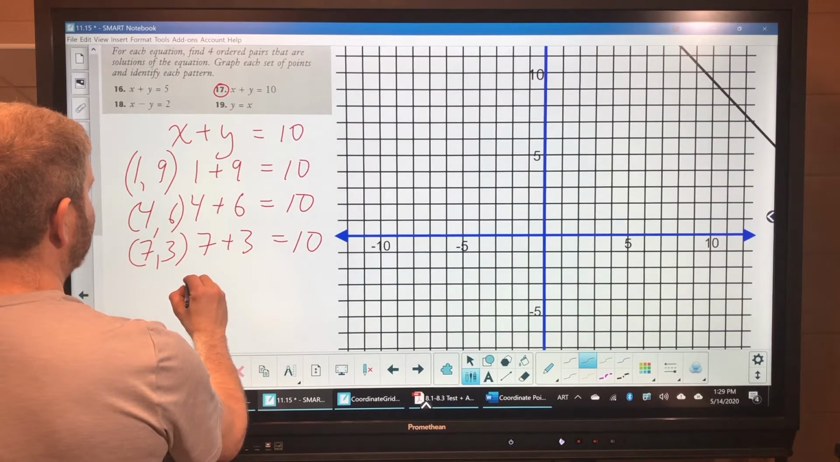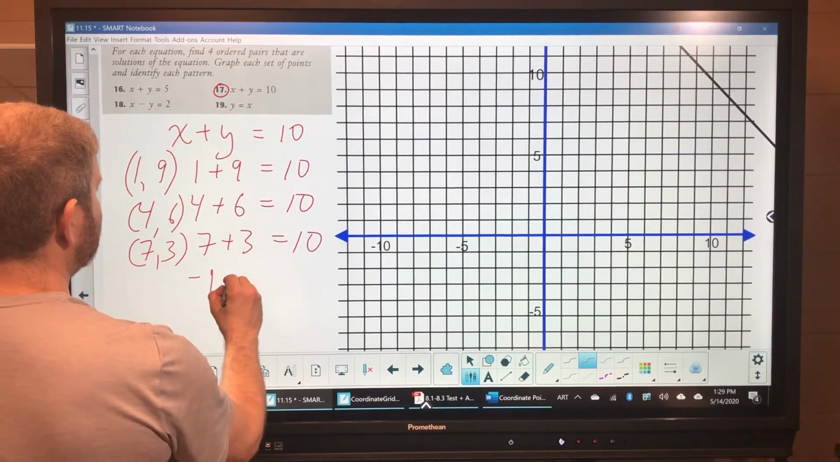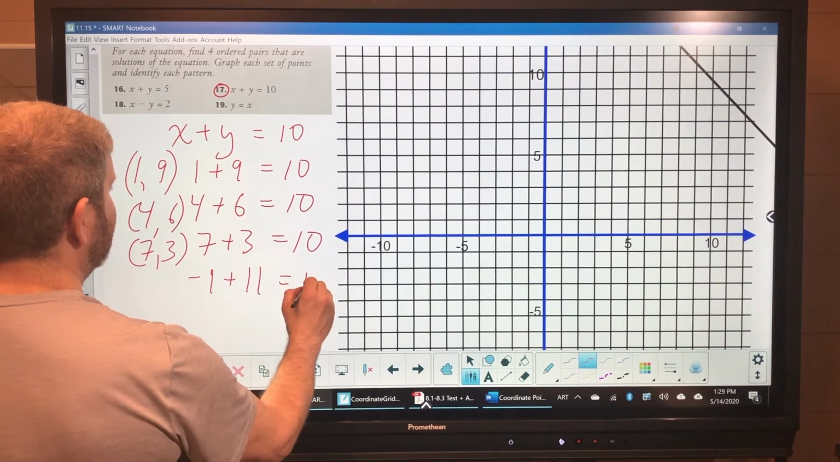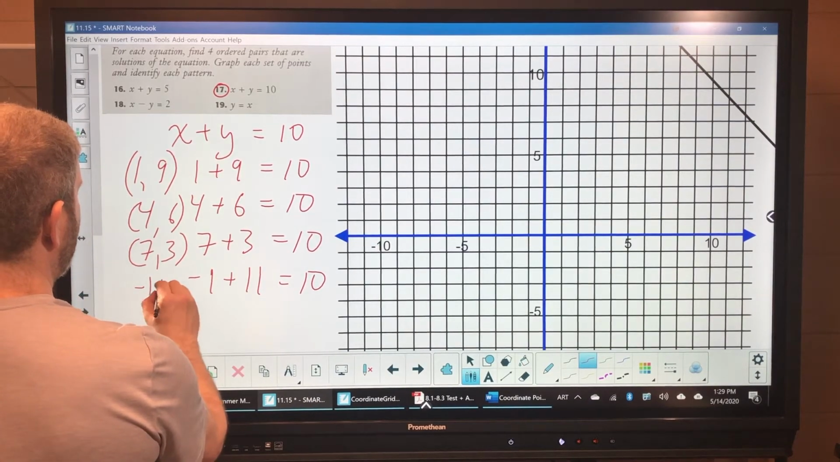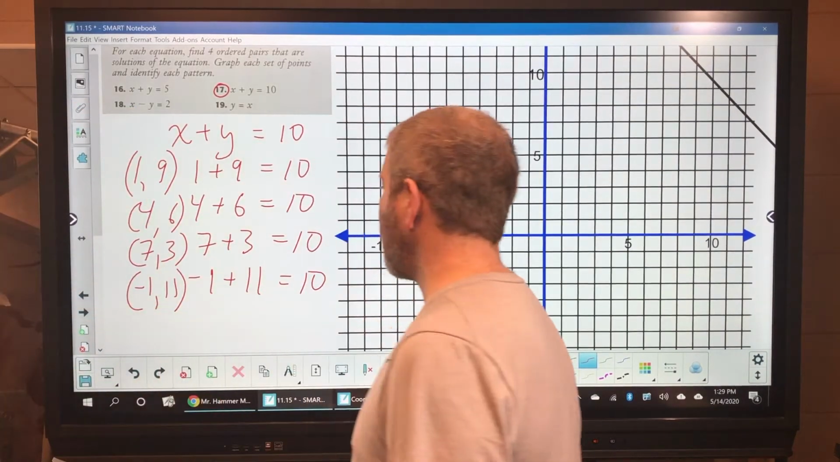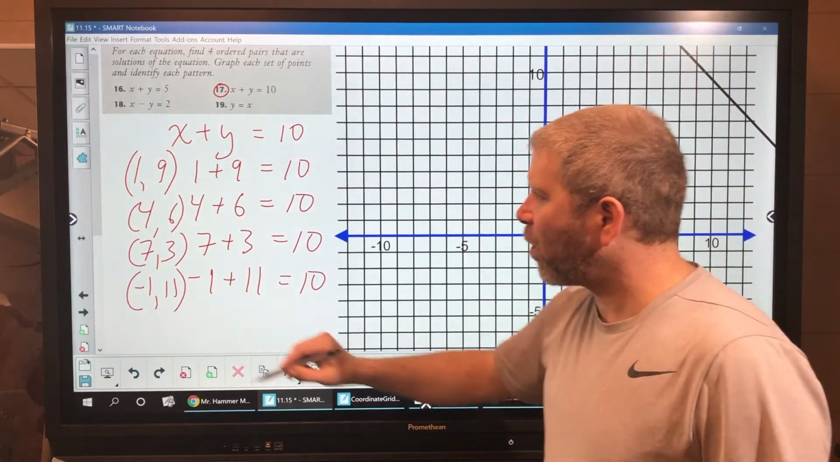And let's try a negative number. -1 for my x. Well, I would have to add 11 to give me 10. So I'm going to have -1 and 11 for my x and y. Now let's plot these 4 points.